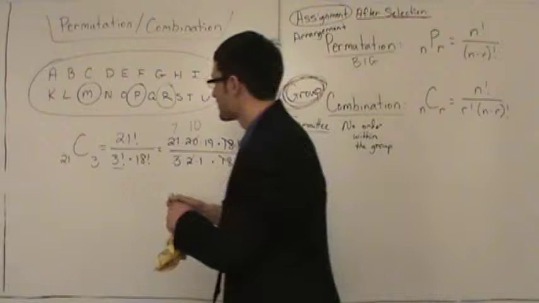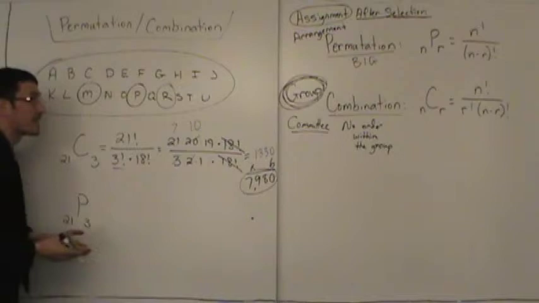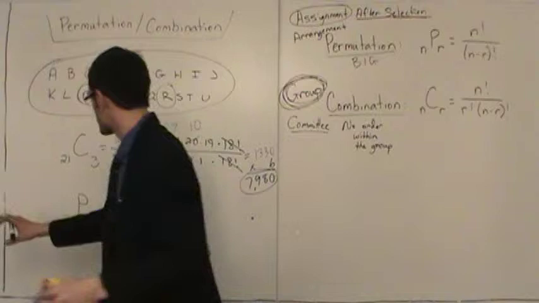There were 21 people in the group total, and we are selecting three people. Remember that n is always the larger value. So the larger value goes first. N is the total number that you have to select from. We have 21 people, we're selecting three.